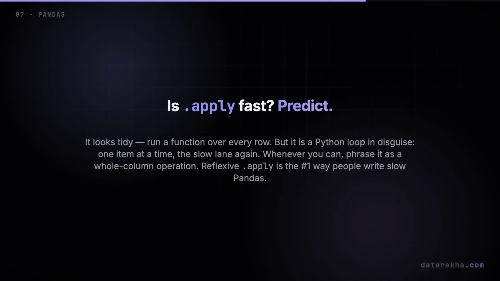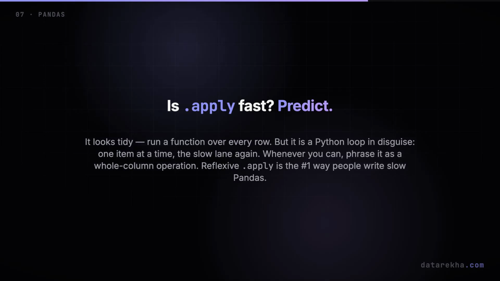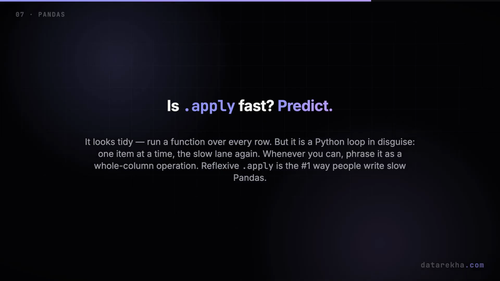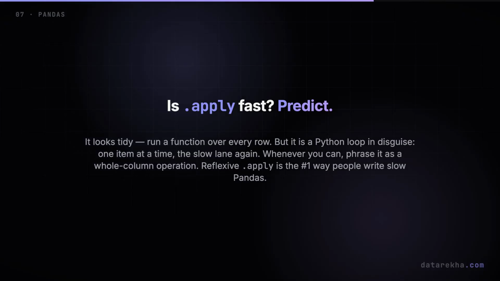One last trap, and it's the theme of the whole video in miniature. Pandas has a method called apply, and beginners reach for it to run a function over every row. It looks tidy. But predict it. Is apply fast? It's not. Apply is a Python loop in disguise. One item at a time, all that overhead, the slow lane again. Whenever you can, phrase it as a whole column operation instead. Reaching for apply by reflex is the most common way people accidentally write slow pandas.